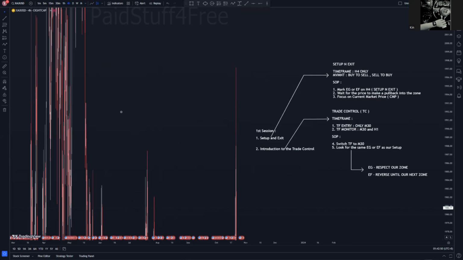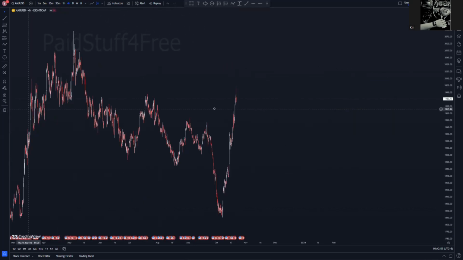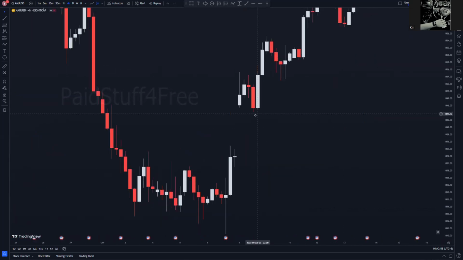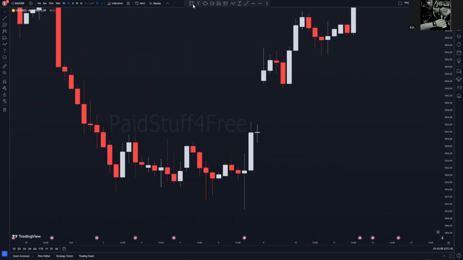All right, let's go to the chart. I'm going to show you a few examples. For an example right over here, let's look at this cell first. We have this engulfing cell, and then the price made a pullback into the zone. I know a few of you will ask me why we don't focus on this one first. No, because I want to focus on this one. I want to do a backtest on this one.